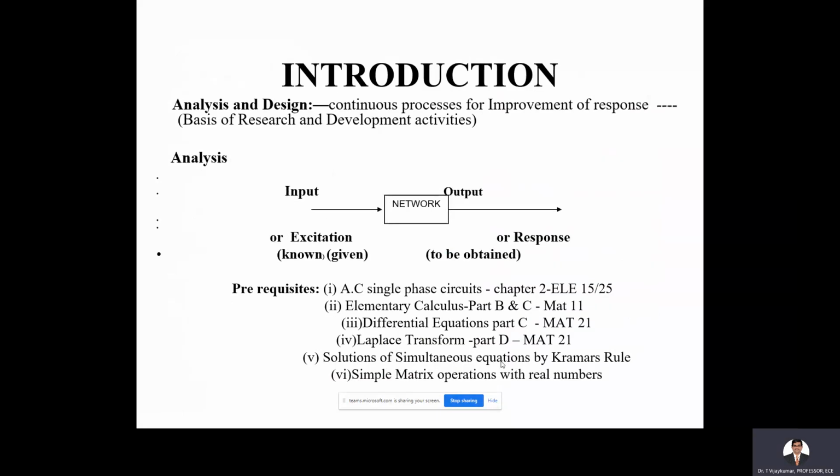So I will explain what a network is. A network is a connection of active sources and passive elements, and it is not a closed path. That is called a network. In this network, you have to analyze the circuit and find out the current flowing through each branch of the circuit and also the voltage across each element.